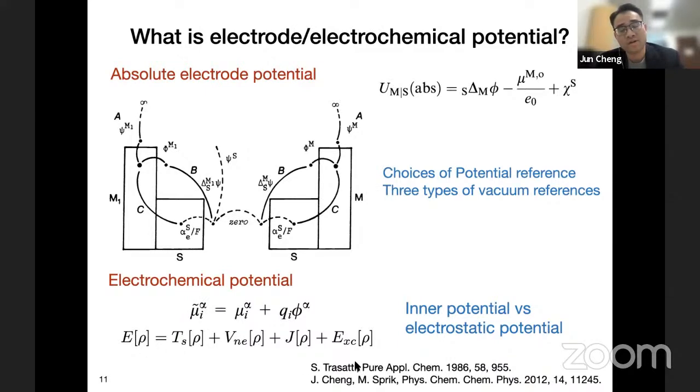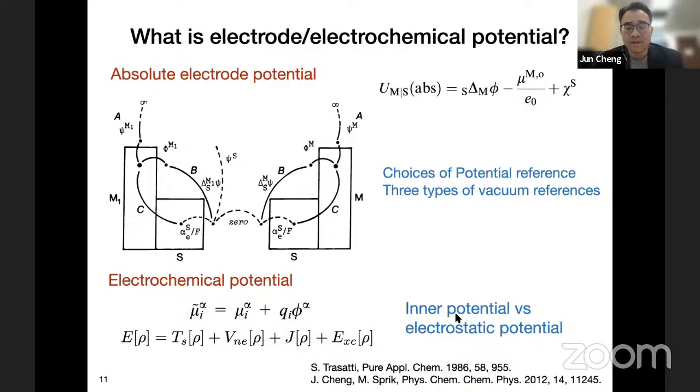But the complication is that when we are dealing with electrochemistry, we only need to know the electrochemical potential or the total energy of the system. We don't have to do this partition, okay? But there's a conceptual advantage in electrochemistry to separate this into two terms. But sometimes I guess we very often get confused between the concept of inner potential and the electrostatic potential. They are really not the same.